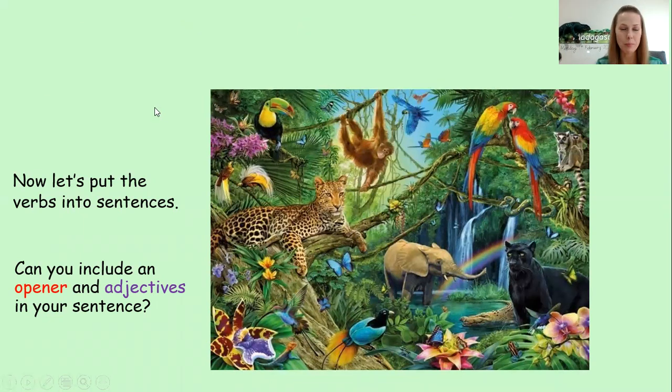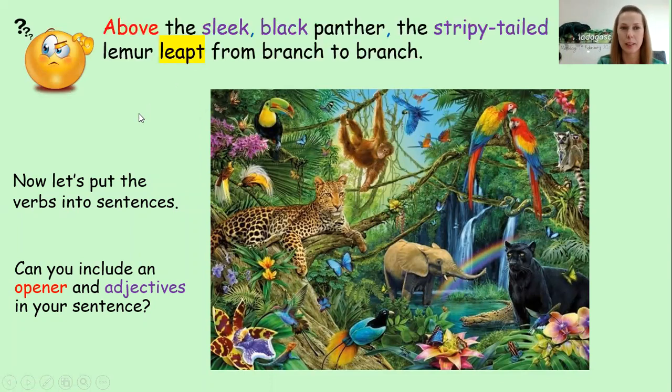One more. This time I'm having a little look at the lemur. Okay, so I said that the position of the lemur is above. What is it above? Above the sleek black panther, the stripy-tailed lemur leapt from branch to branch. I think it's probably going to escape being eaten by that panther just there. So I did use my imagination a little bit because the lemur's not moving in the picture, but I thought, if he spotted that panther below, I think he would want to get out of the way really quickly.